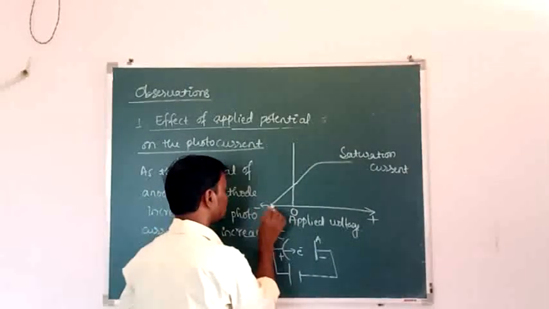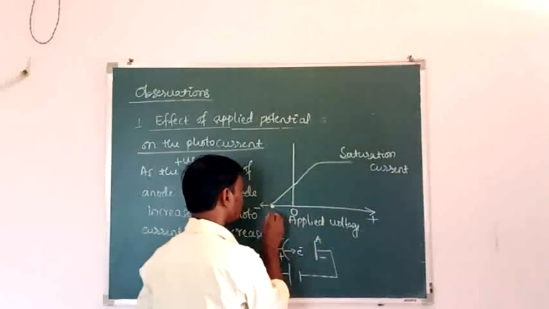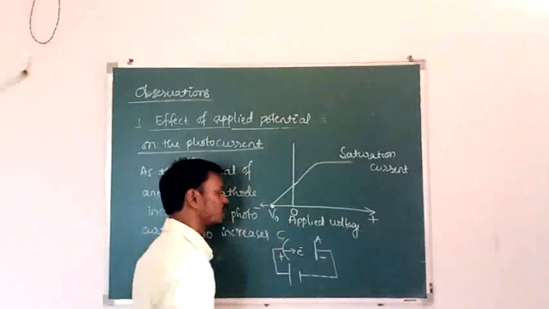The negative potential of the anode is called stopping potential, that can be represented by V naught.